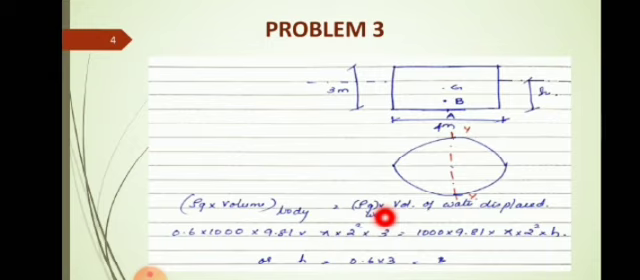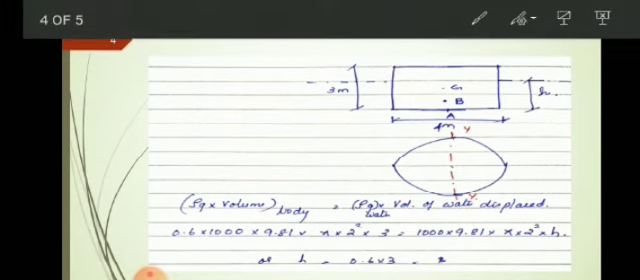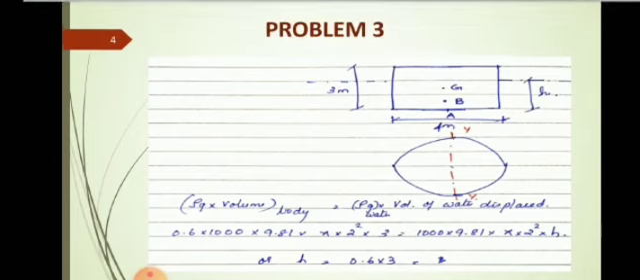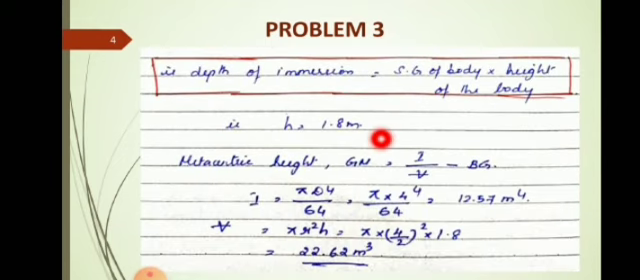When you generalize it, what is 0.6? 0.6 is the specific gravity of the material of the body, and 3 is the height of the body. So the depth of immersion can be obtained from a small formula: depth of immersion is equal to specific gravity of the body into height of the floating body. Substituting the values and solving it, finally you will get the value of h as 1.8 meter.